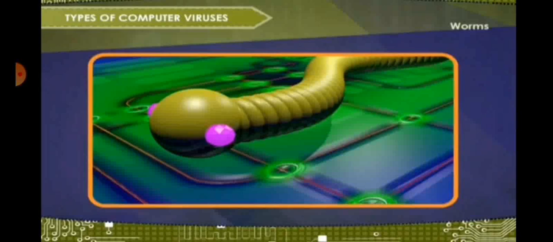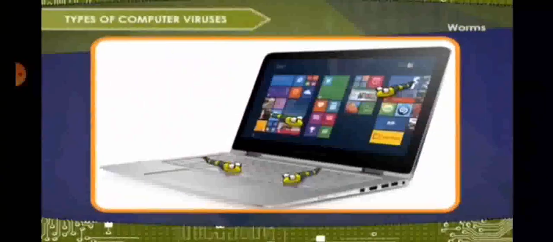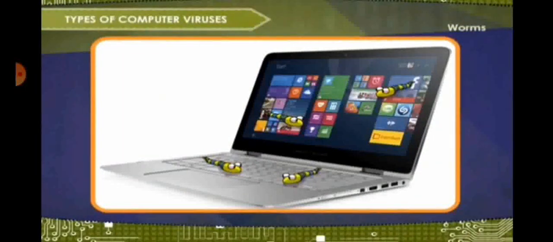They consume large amounts of memory and network bandwidth, thus slowing down the computer and making it almost impossible for the user to work. An example of a computer worm is Code Red.